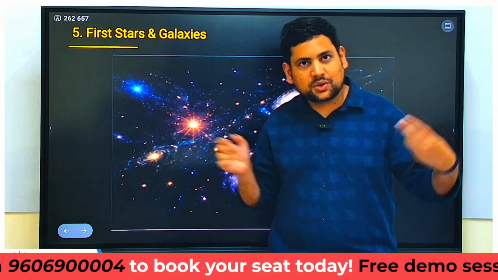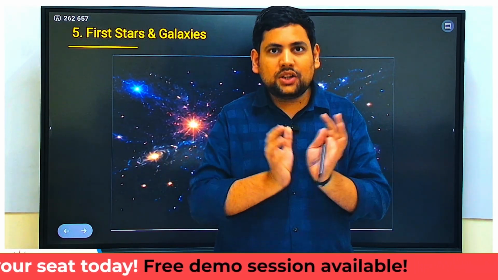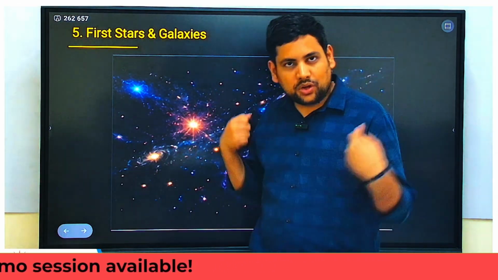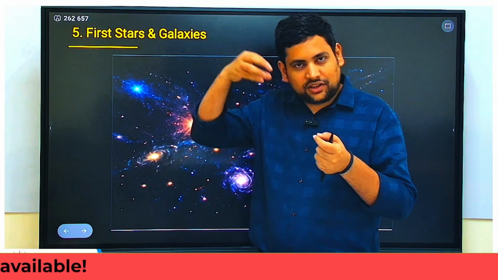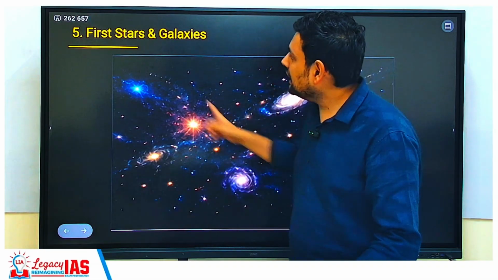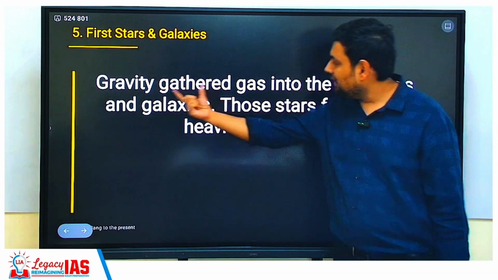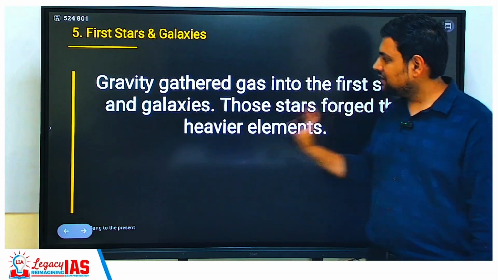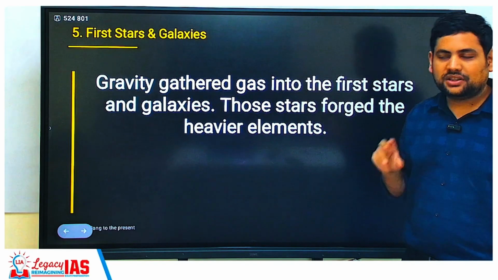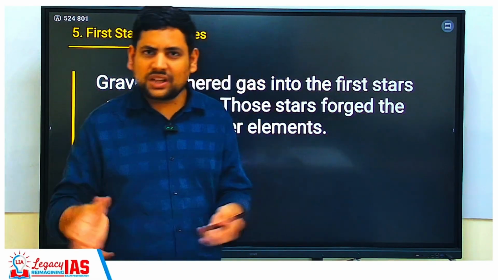Now the universe has cooled down enough and there are so many particles which are sort of getting closer and closer to each other. Now because of gravitation, what will happen? More and more of these gases will be collected together in a particular place, eventually leading to formation of stars and galaxies. See this, gravity gathered gas into the first stars and galaxies. Those stars forged the heavier elements.